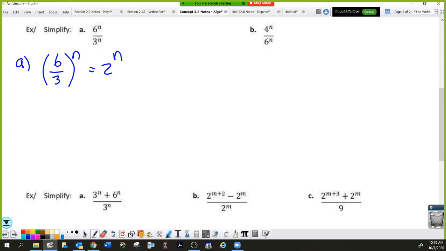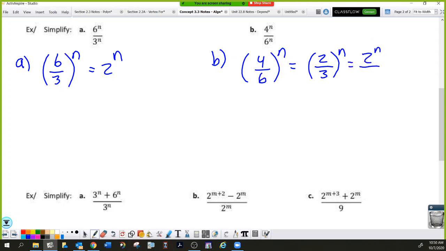So what should the next one be then? 2/3 raised to the n, which would be 2 to the n over 3 to the n, right? But that's because we can write this as 4 over 6 to the n, which is 2 over 3 to the n, or 2 to the n over 3 to the n.